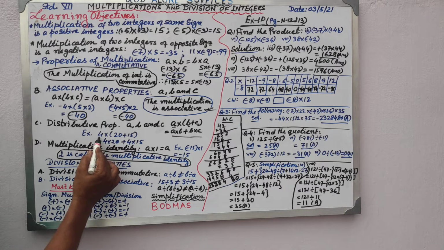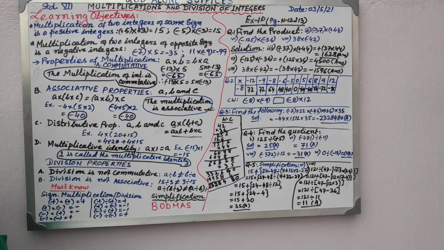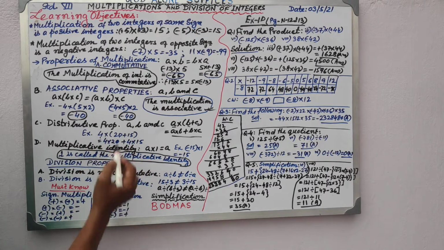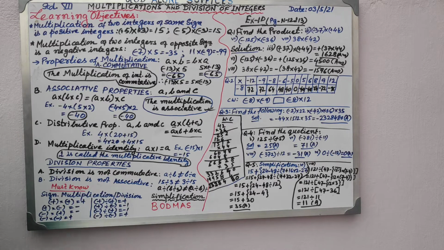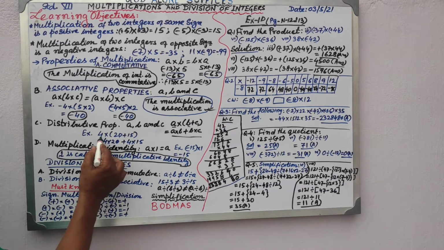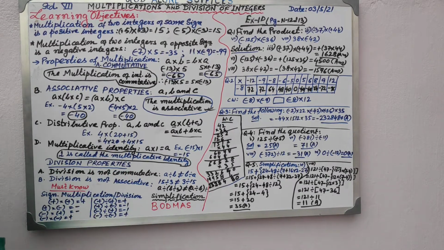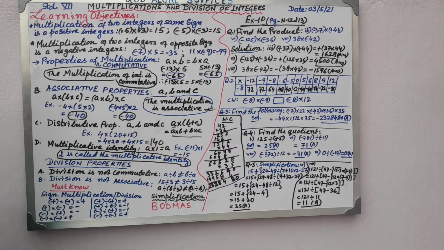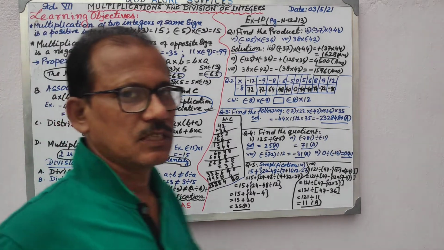See, I have taken an example as 4 into (20 plus 15). So 4 into 20 plus 4 into 15. It will be easier to calculate: 4 into 20 is obviously 80, and 4 into 15 will be 60, and 80 plus 60 will be 140. So it can be easily calculated through the distributive law, isn't it? Therefore, the distributive law of multiplication is very effective.